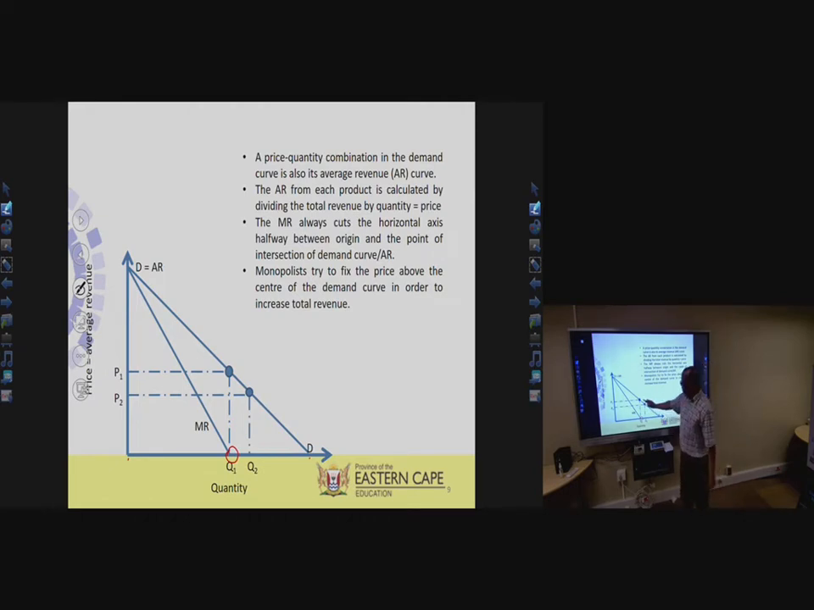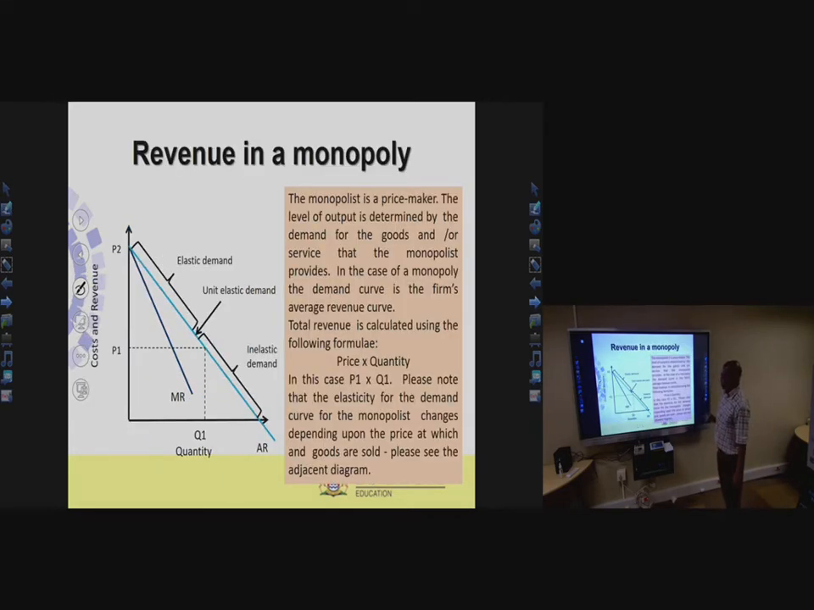Monopolists try to fix the price above the center of the demand curve in order to increase revenue. This is the center of the demand curve. The monopolists are going to decide on a price on this side, that is above the center.